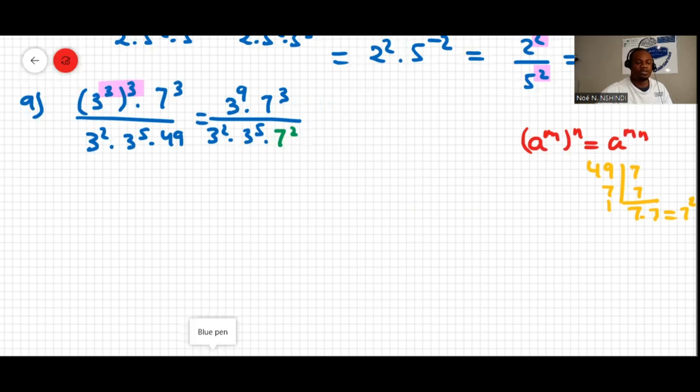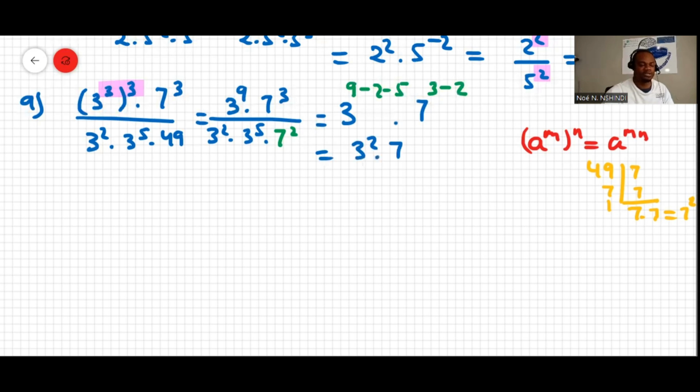Now we can do as we did previously. We can just write 1, 3, and then we start. 9 is the numerator, I keep it like that, and then I minus 2 and I minus 5, because they're the denominator, multiplied by 7 to the power of 3. I'll leave the numerator like that and then minus the denominator, and the answer here is just 3 squared times 7. That's the answer.